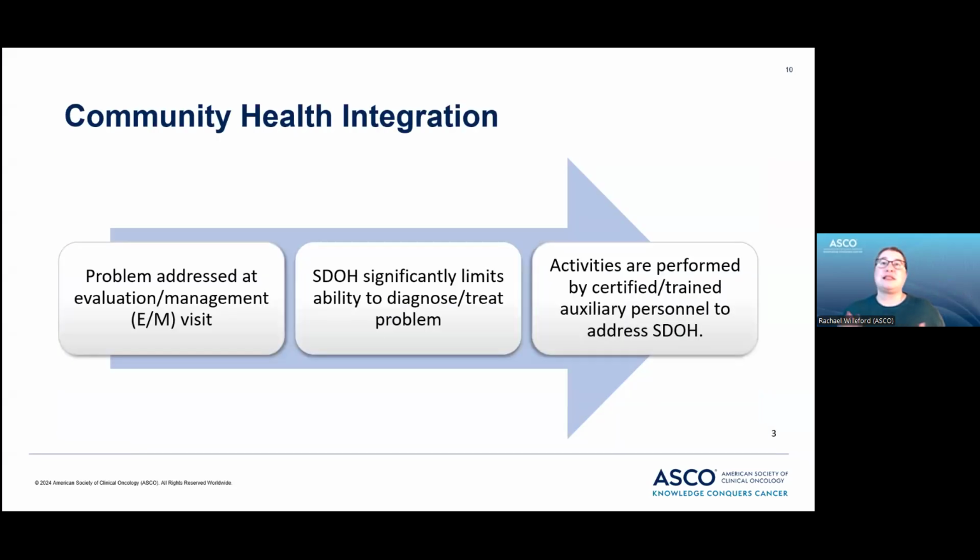The first of these services is community health integration, which is initiated at an E&M visit at which a problem is addressed and for which social determinants of health are identified that significantly limit the provider's ability to treat and diagnose the problem. Certified and/or trained auxiliary personnel, which may include community health workers, then perform supportive activities that make up the community health integration services, performed under general supervision of the initiating provider to address the social determinants of health-related needs.